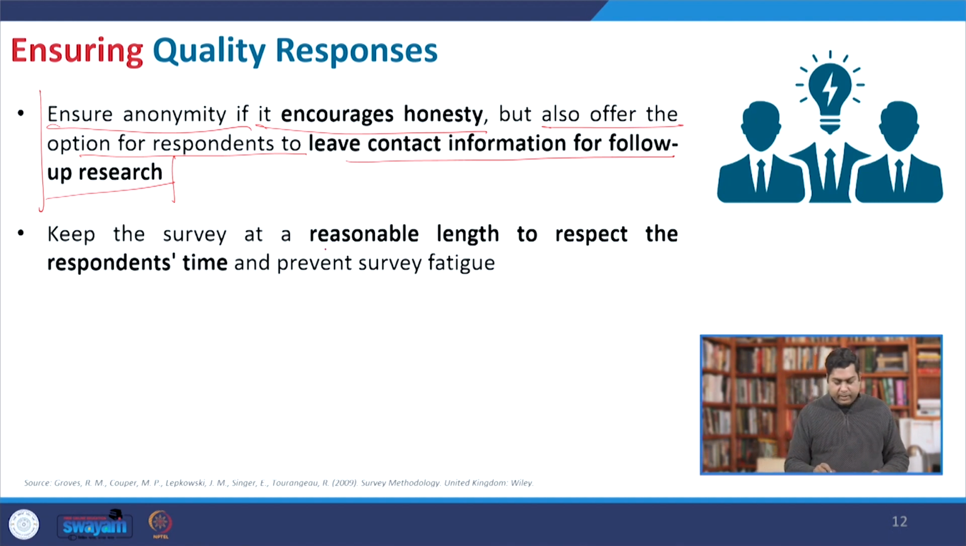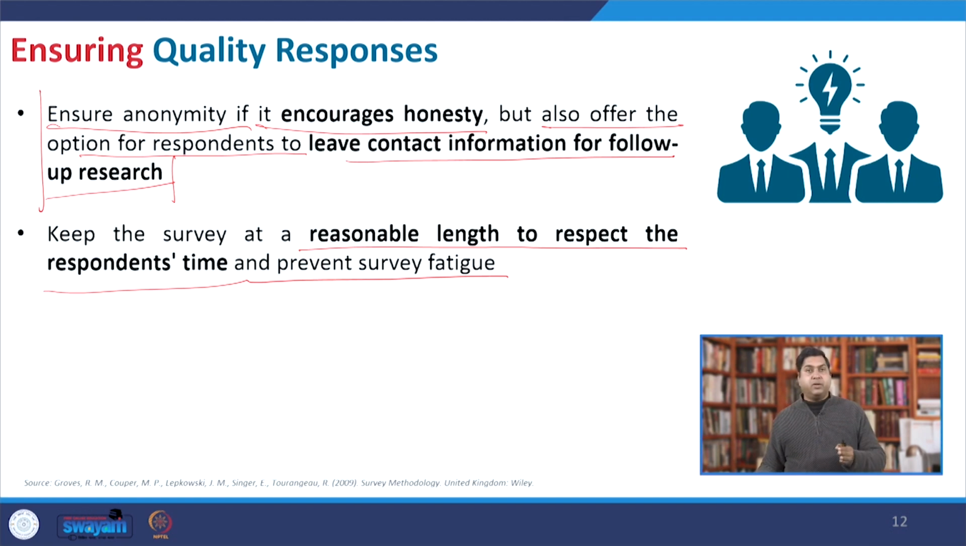Keep the survey at a reasonable length to respect the respondent's time and prevent survey fatigue. For an expert-based questionnaire or any questionnaire, this is a common idea: the number of questions should be very precise, and it should not be very complex and lengthy. If you have, say, 5-10 pages of questions and you expect the expert to answer each of them, it will be very tiring. Whether you need that 10-page questionnaire, can you break it, can you group it, can you bring those kinds of insights with fewer questions?